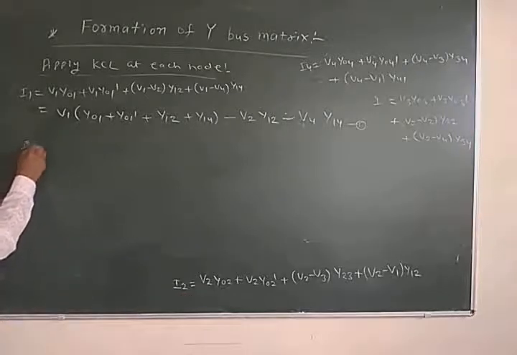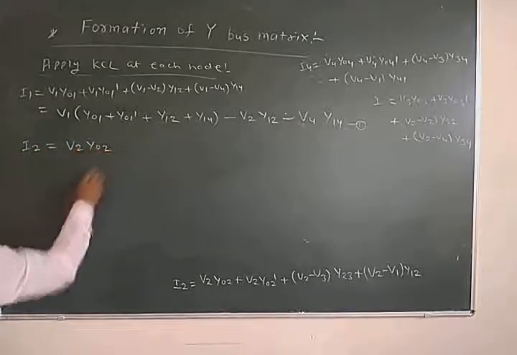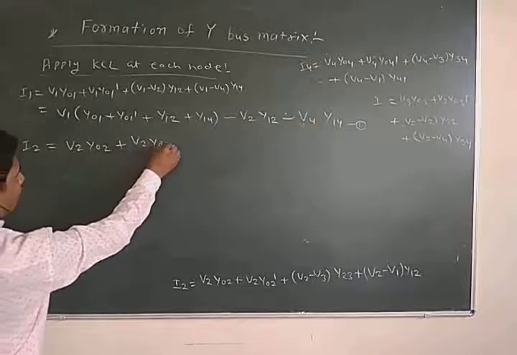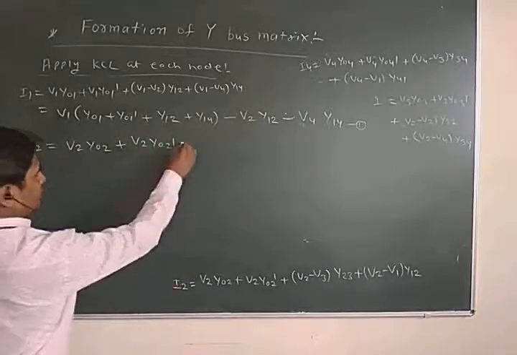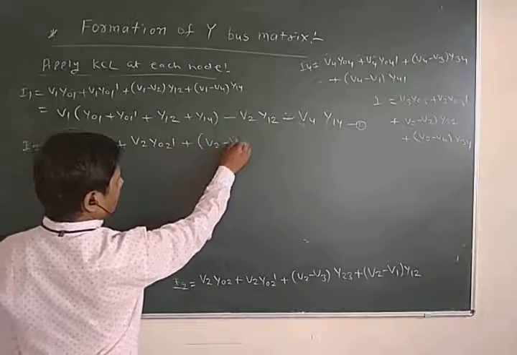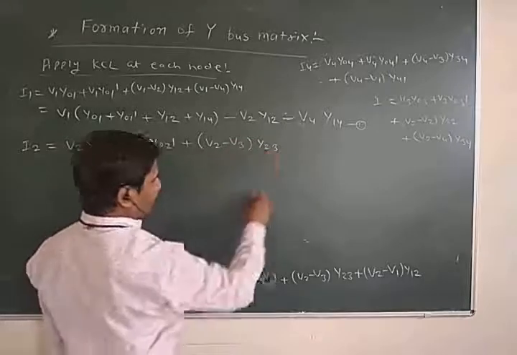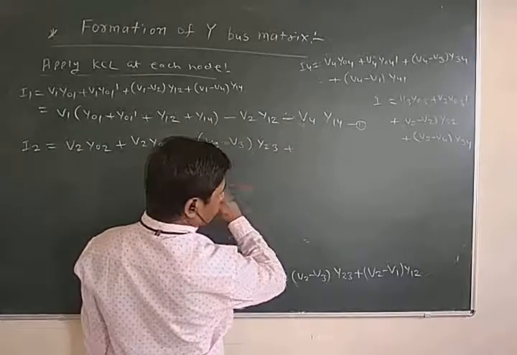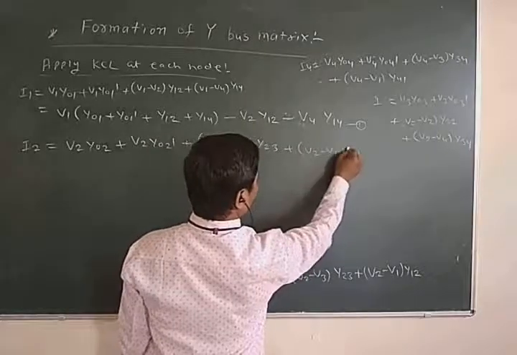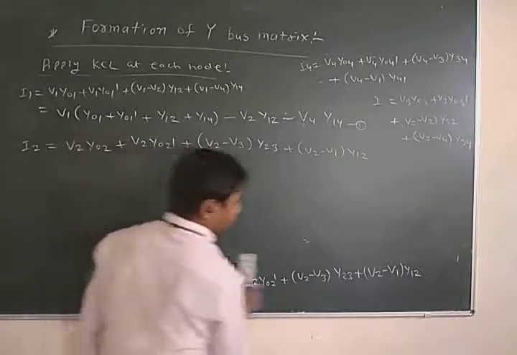Second is I2 is equal to V2 Y02 plus V2 Y02 dash plus V2 minus V3 Y23 plus V2 minus V1 Y12. From this equation, now we simplify.